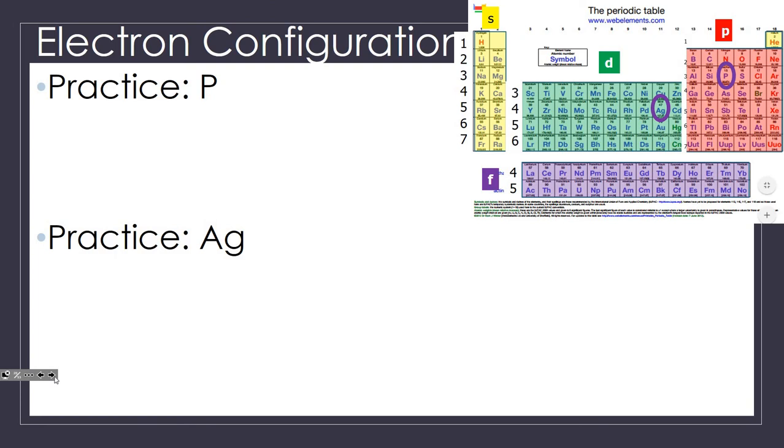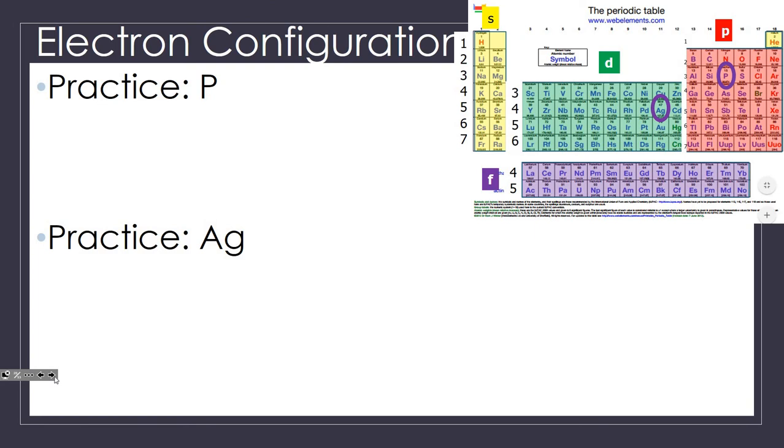And I go through superscript 2. Then I hit the 2p, and I go through. And then I hit the 3s, 3s 2. And then you hit the 3p, 2, 3. Nope, 3. Stop. Phosphorus is what we're looking for. Okay? So now you try.